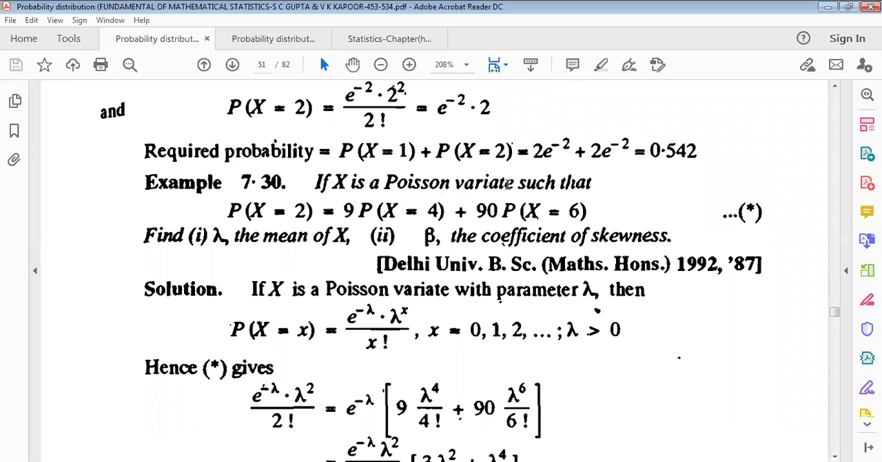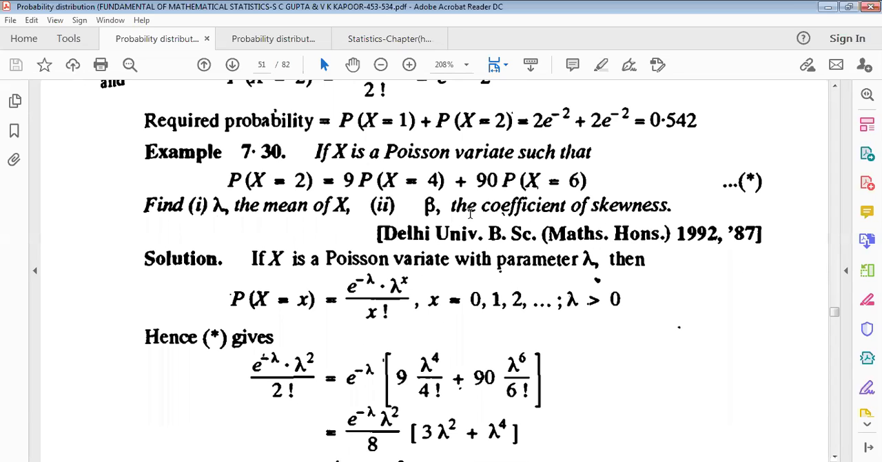If x is a Poisson variate such that probability of x equals 2 equals 9 times probability of x equals 4 plus 90 times probability of x equals 6, then find the mean, that means lambda, and the beta coefficient of skewness. Very important question for you.